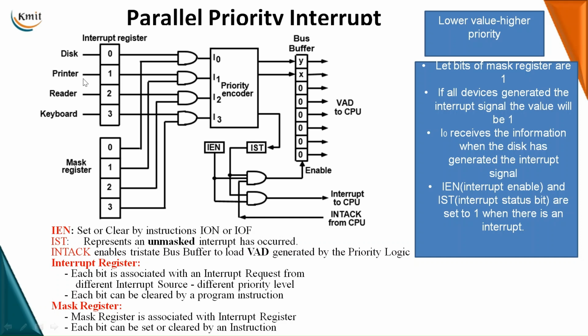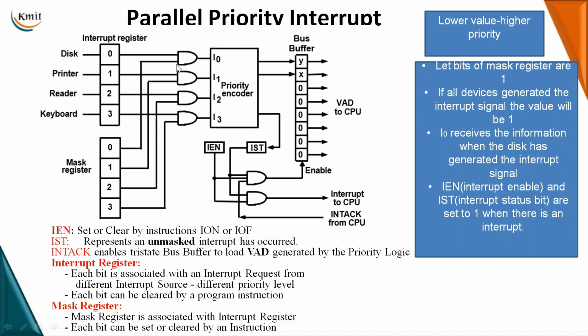For each and every input output device present in the system, an entry will be allocated in the interrupt register. Here we have four input output devices, disk, printer, reader and keyboard, numbered 0, 1, 2, 3. Correspondingly, mask register bits will also be allocated for all the devices: 0 for disk, 1 for printer, 2 for reader, and 3 for keyboard. Initially, all the mask register bits are set to 1. It can be either 0 or 1, but all are initially set to 1.